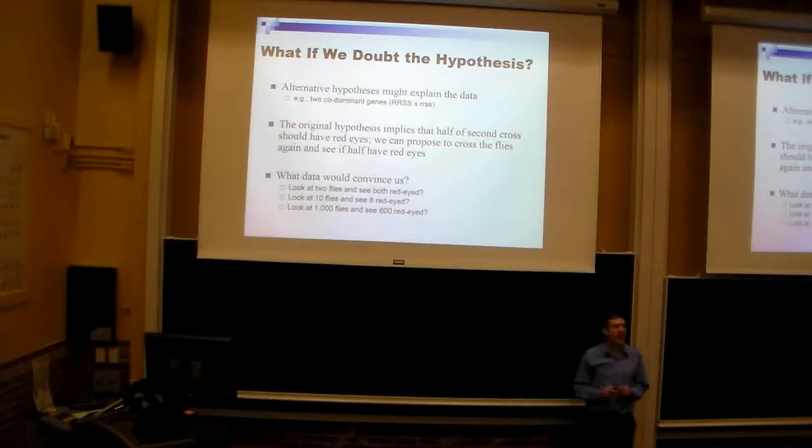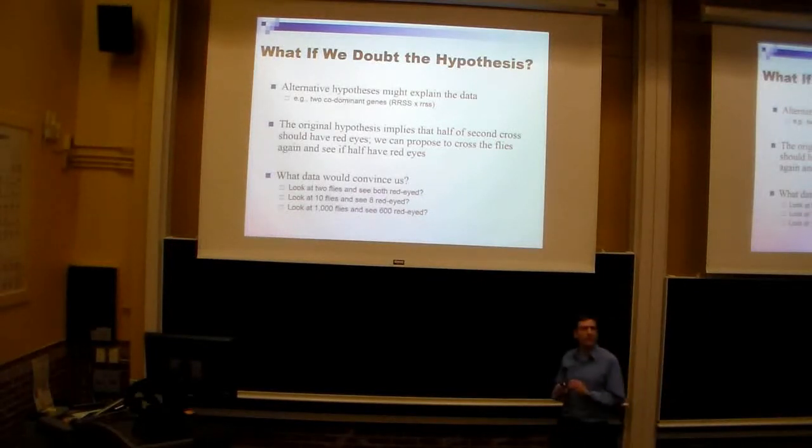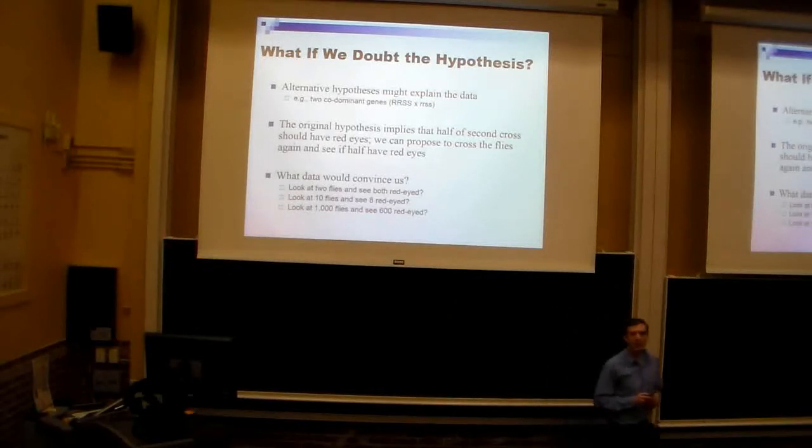and maybe if the fly has the dominant allele of either the R or the S gene, it has red eyes. That would produce a similar sort of pattern to what we saw in the first cross. We'd get all red-eyed flies. And in the second cross, we'd get some red, some white. We'd have different distributions of them on average, but we would see something sort of similar.